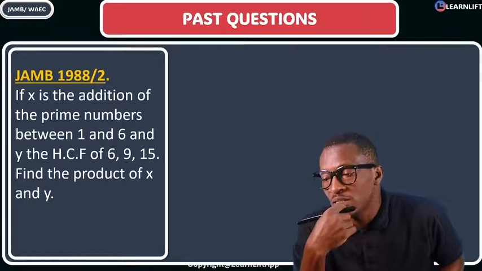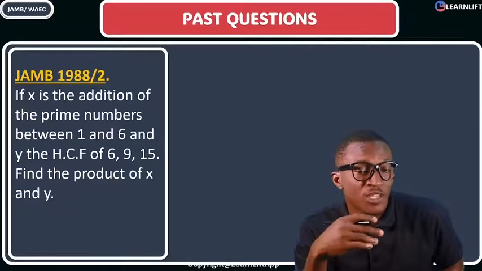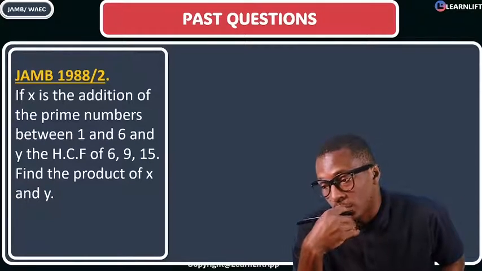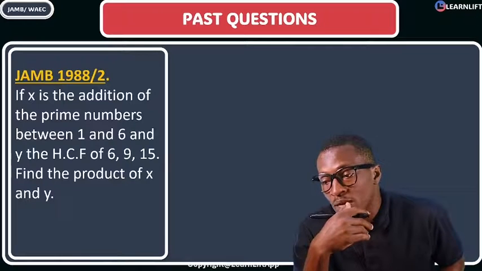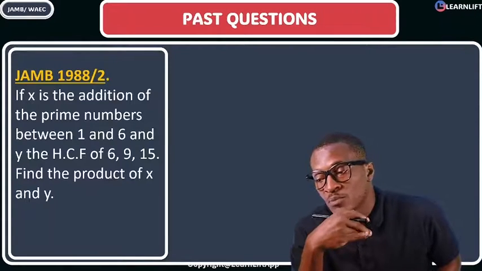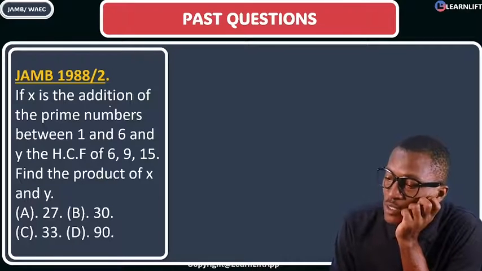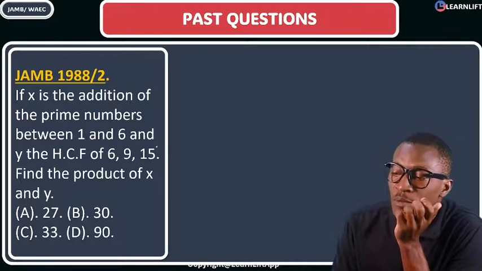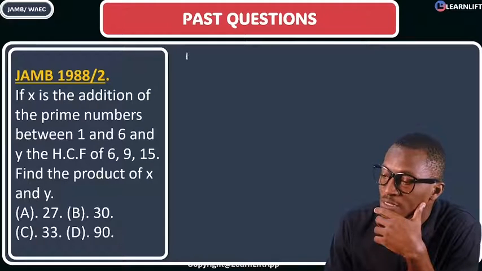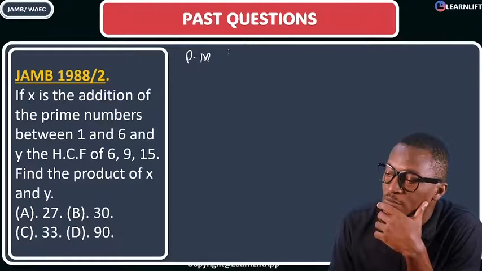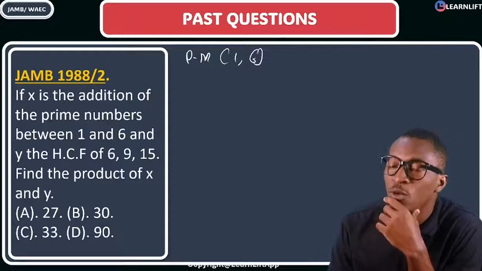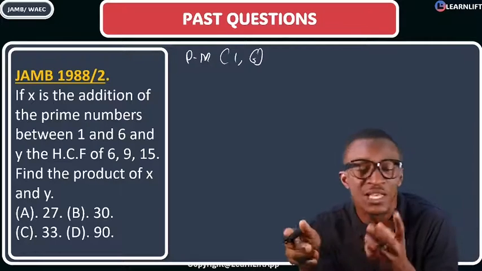Look at the question. The question says JAMB 1982. If x is the addition of prime numbers between 1 and 6, and y is the HCF of 6, 8, and 9, what's the product of x and y? We're given the options first. Let's understand. They say x is the addition of the prime numbers between 1 and 6. So let's see prime numbers between 1 and 6. The word between means 1 and 6 are not included.